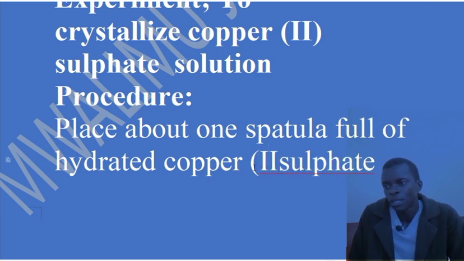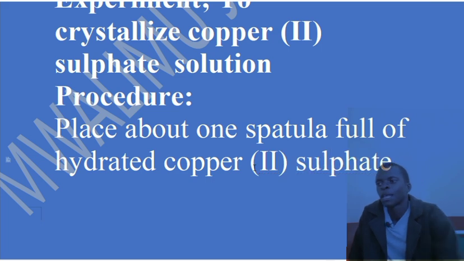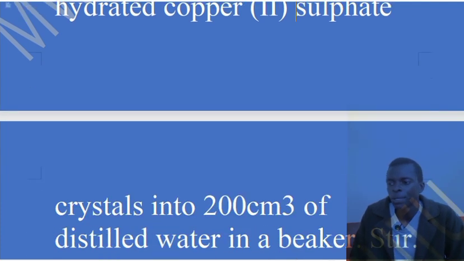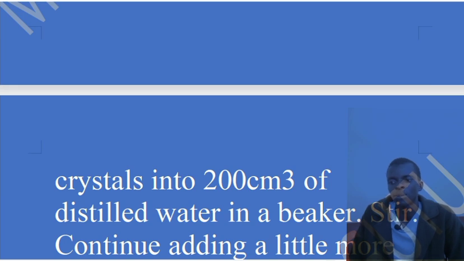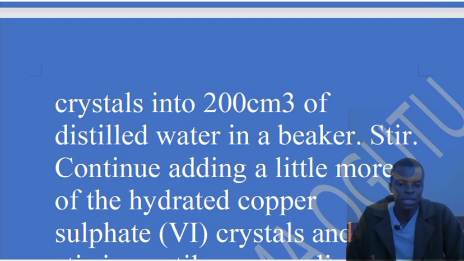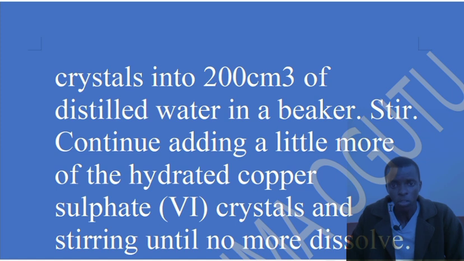Then we filter and cover the filtrate with a filter paper. Now we pierce and make some small holes on the filter paper cover. Then we preserve the experiment for about 7 days. Now after having kept it for 7 days, we'll have observations to make.